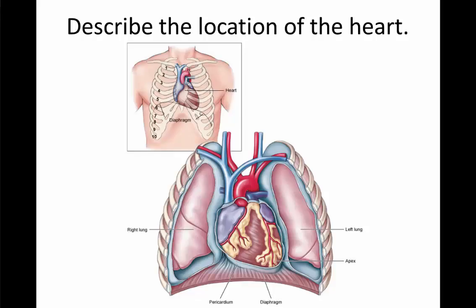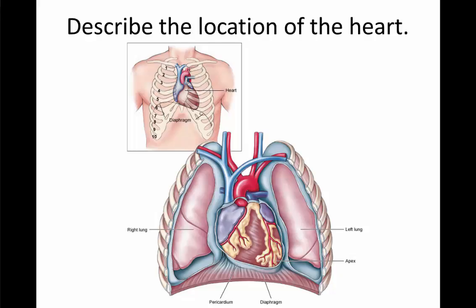Let's start by describing the location of the heart. In this course, we've already looked at the cavities that make up the body. The heart lies within the thoracic cavity, but then the thoracic cavity, as shown here, has the pleural cavity, where you find the lungs, as well as the mediastinum, which is between each of the lungs. The heart lies within the mediastinum, basically within the middle of the chest.